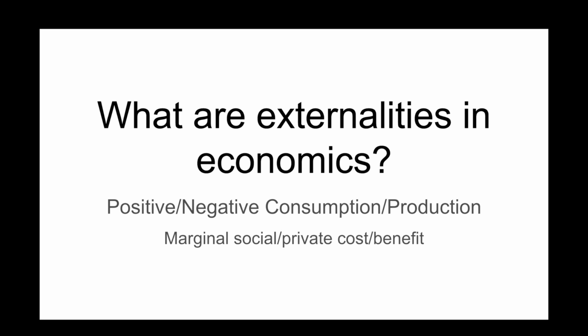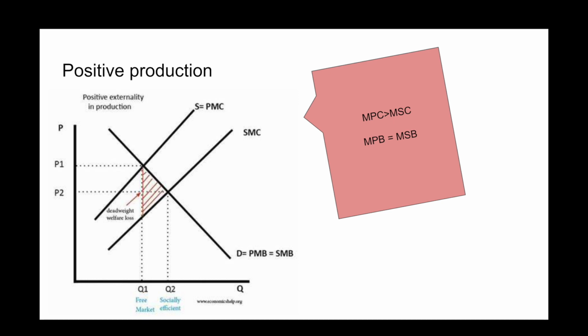Here are all 4 economic externalities shown graphically. A positive externality in production is when the demand curve is equal to the private marginal benefit, which is equal to the social marginal benefit. However, the private marginal cost is greater than the social marginal cost. This means that social costs are less than private costs.